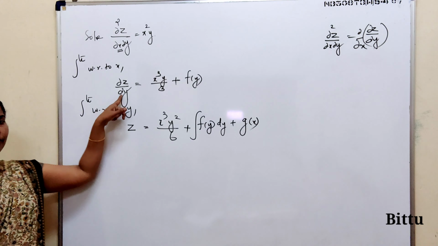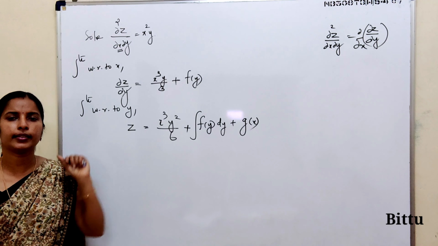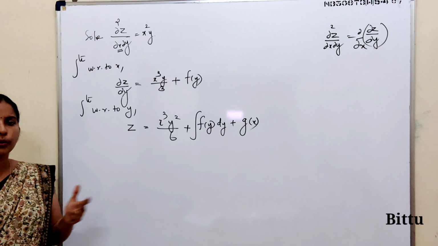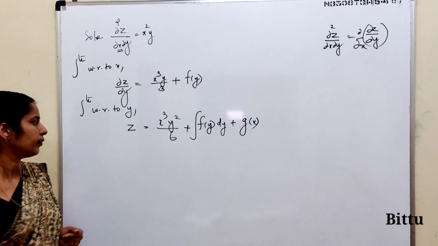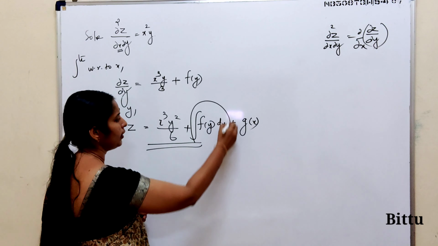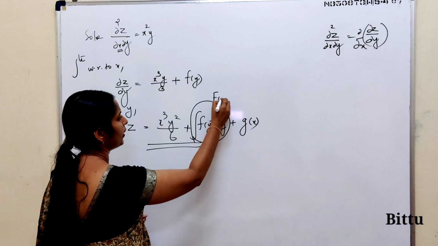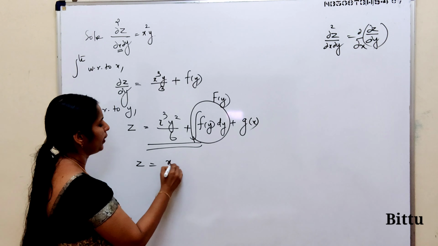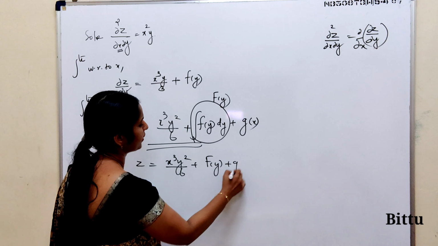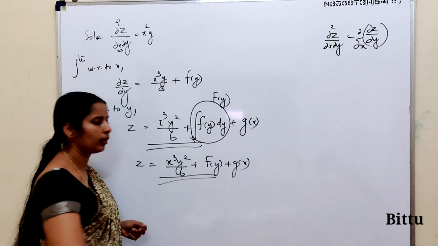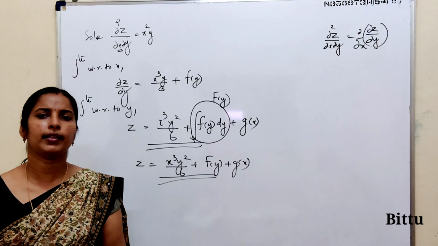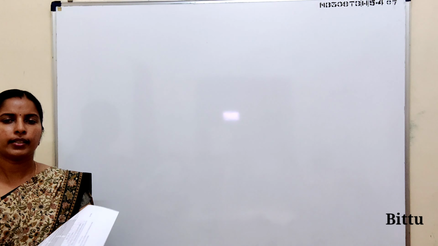Because while differentiating with respect to y, we kept x as a constant. So here the integrating constant may contain x. So we can consider it as g of x. See, this is our solution. Again, we can see this is a function of y. Let it be f of y. So it's equal to x cube y square by 6 plus f(y) plus g(x). So you can write the solution as z equal to x cube y square by 6 plus f(y) plus g(x).